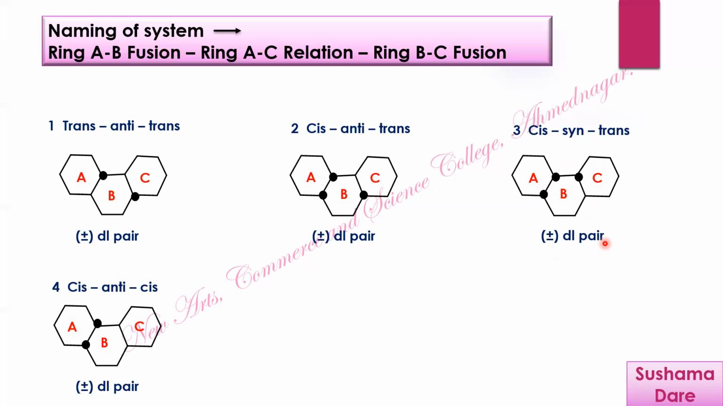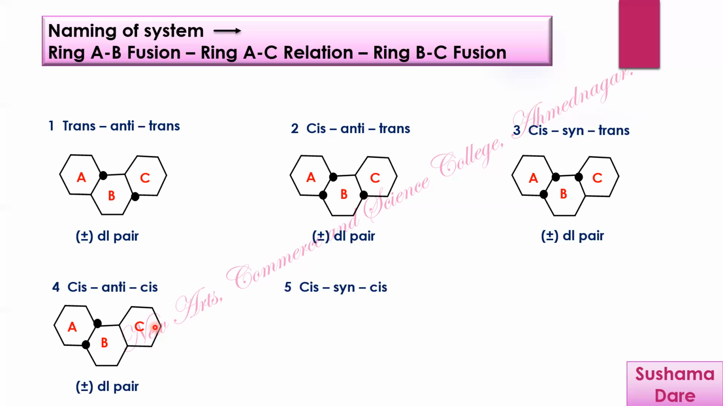The fourth is cis-anti-cis. Here the AB fusion is cis, so dot, dot, same stereochemistry. The relation with respect to the terminal rings is dot, no dot, therefore it is anti. As it is no dot here and the fusion is cis, there should not be a dot over here. So again, no dot means the stereochemistry is the same, therefore the BC fusion is cis. And this exists as a DL pair, which means it is optically active.